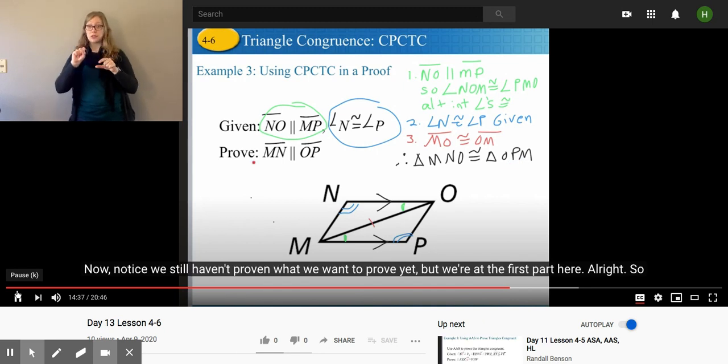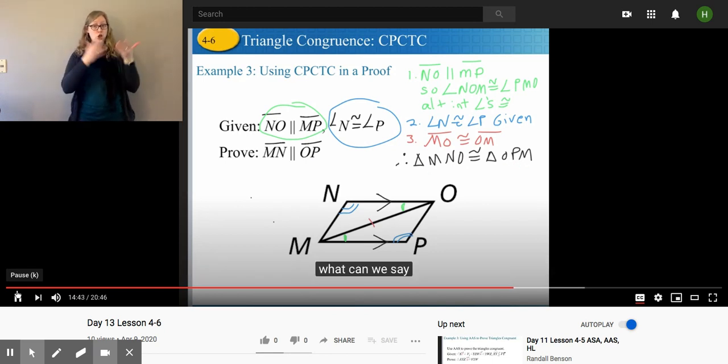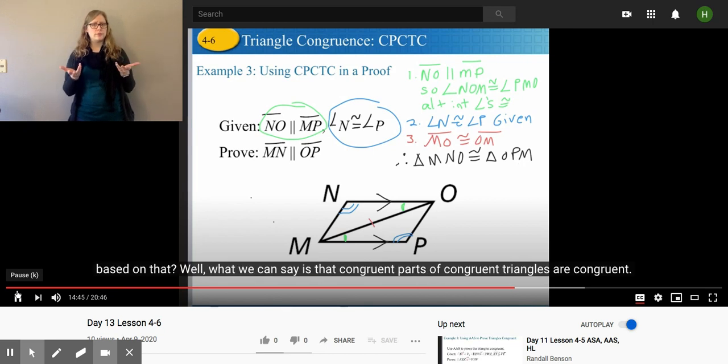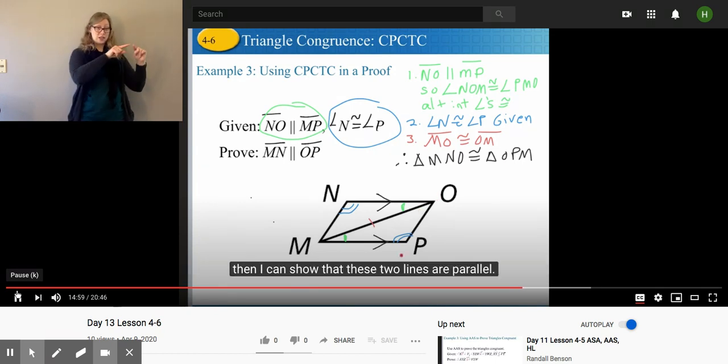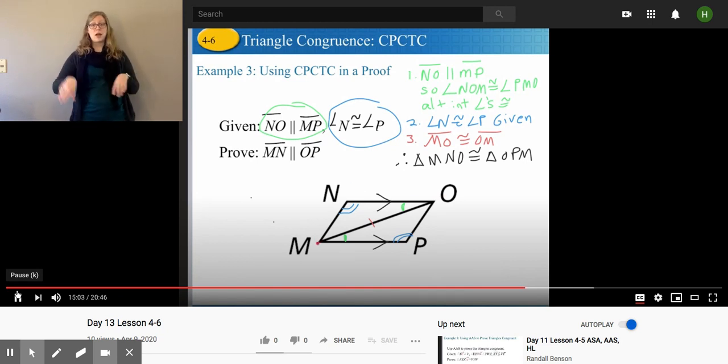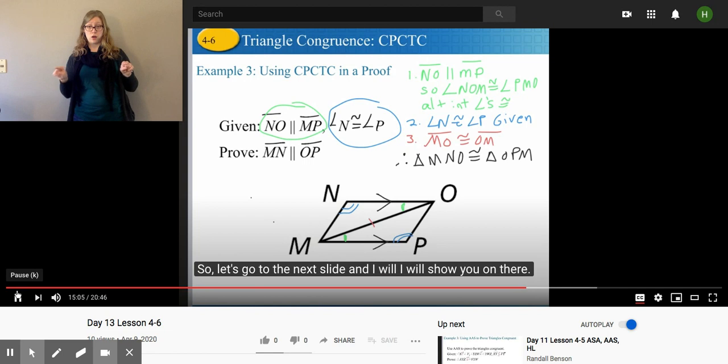Now notice we still haven't proven what we want to prove yet, but we're at the first part here. All right, so what can we say based on that? Well, what we can say is that congruent parts of congruent triangles are congruent. And if I can show that this angle right here is congruent to this angle right here, then I can show that these two lines are parallel. So let's go to the next slide, and I will show you on there.